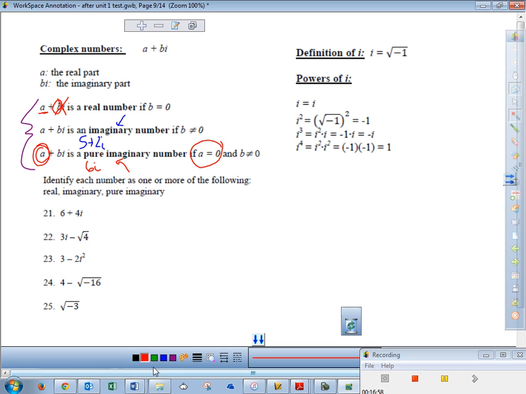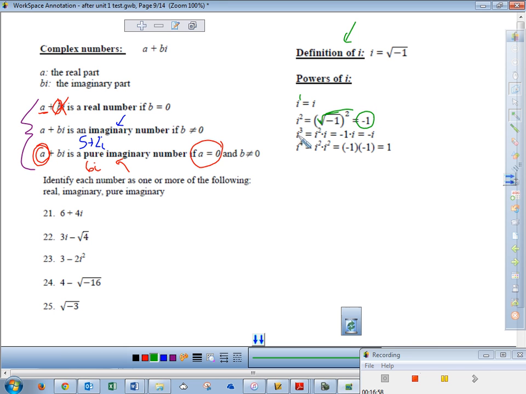Then, of course, we've got the difficult powers of i. Let's define what i was again. Remember, i is the square root of negative 1. So when we did our powers of i, i to the first was just plain old i. i squared is really the square root of negative 1 squared, and the square and the square root cancel each other out. So i squared is really the number negative 1.